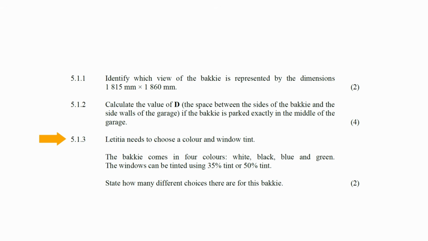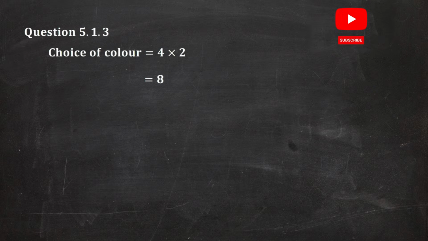In question 5.1.3, it is stated that you can choose a color and a window tint for the bakkie. The bakkie comes in 4 colors: white, black, blue, and green. The windows can be tinted using 35% tint or 50% tint. You have to state how many different choices there are for this bakkie. The number of different choices for color and window tint equals 4 colors multiplied by 2 types of tint, and this equals 8 choices.